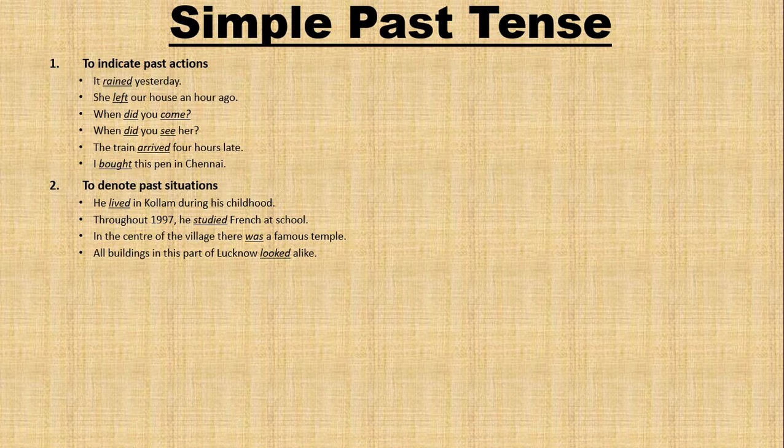In the center of the village there was a famous temple. There was a famous temple, but the temple has not been removed, so it exists now also. But this person is trying to speak in past tense. That is why was becomes the simple past. Alright. All buildings in this part of Lucknow looked alike. That means buildings are there. They might not be looking alike now, but they used to look alike. So that is why looked becomes simple past tense.